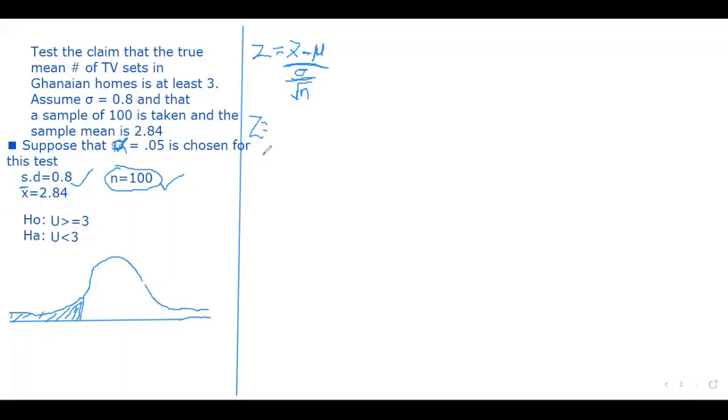So your sample mean is 2.84. Your population mean is what? This one, 3, all over the standard error. So the standard deviation is 0.8, divided by the square root of what? 100. That's the square root of 100, which is 10. So this gives us our Z computed.